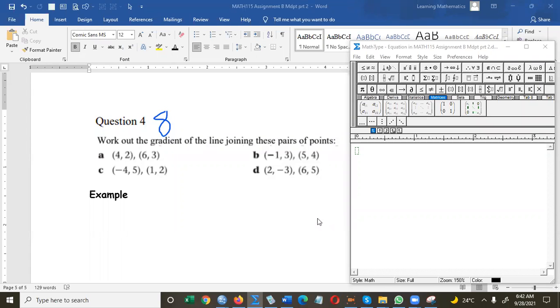Yes, so now we're moving on to question number 4, which says work out the gradient of the line joining these pairs of points. So it's always about 2 points. The midpoint, the length, and now we're talking about the gradient. The midpoint is the middle point, the point in the middle. The length is how long the line segment is. Now the gradient is the steepness of the slope.